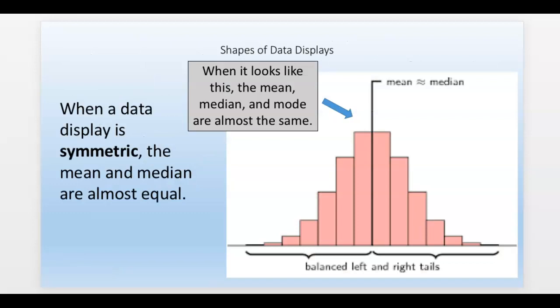And we kind of talked about this. When it's symmetric or close to being symmetric, the mean and the median and the mode, in this case, are basically the same. If it's perfectly symmetric, then yes, they're exactly the same. But you can think of it as they're all very close to being the same.